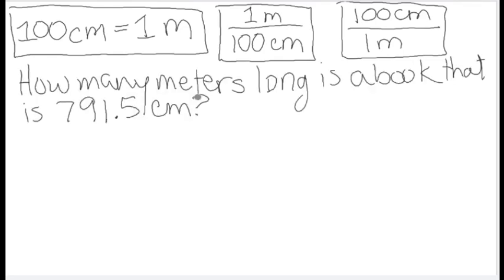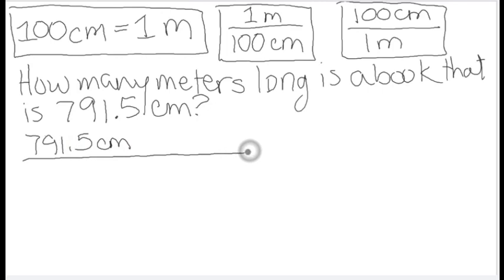How many meters long is a book that is 791.5 centimeters? So I'm going to put my given, 791.5 with units, no naked numbers. There's no units on the bottom, so I'm going to put a 1 as a placeholder. I'm going to look up at my conversion factors and recognize that whatever units my given has to go in the bottom in the next step to cancel it. So I have 1 meter on the top and 100 centimeters on the bottom.